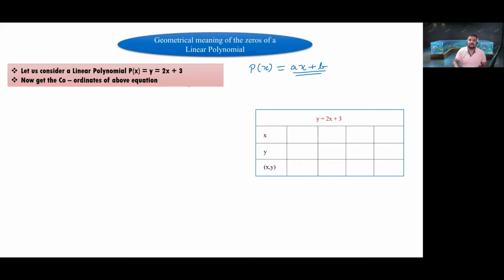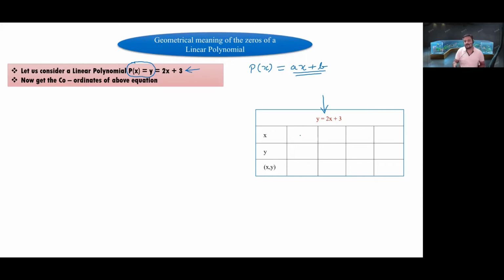तो यहाँ पे हमारे पास एक linear polynomial है. We are having one linear polynomial, y is equal to 2x plus 3. Okay, p of x को हम लोग y consider कर लेंगे, so that we will have the equation in terms of x and y. We will plot it on the graph. We will find out the coordinates first. So the equation here is y is equal to 2x plus 3.